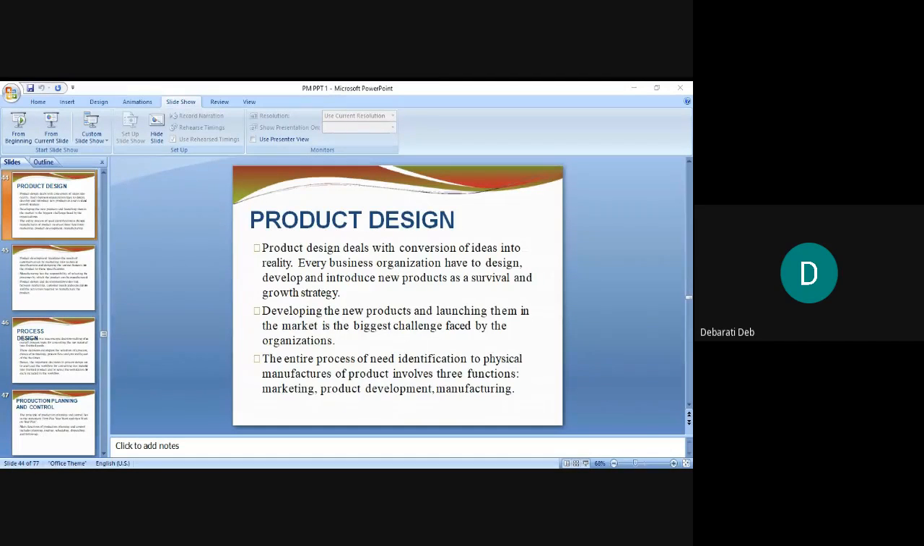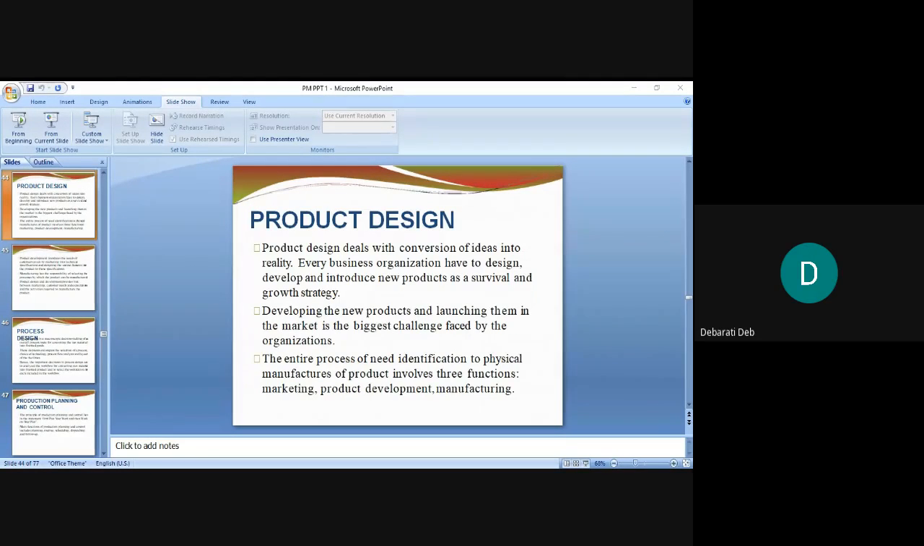organizations cannot stick to a single type of product for an eternal time period. They have to keep on changing, they have to bring on innovation, they have to add new features to a product, or they have to produce a new type of product in order to survive in the market and also to grow and beat the competition. So product design deals with the conversion of the idea that the product designer has or the business organization has.